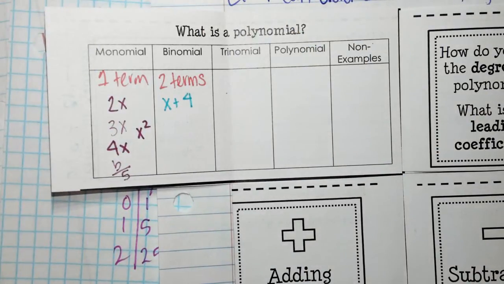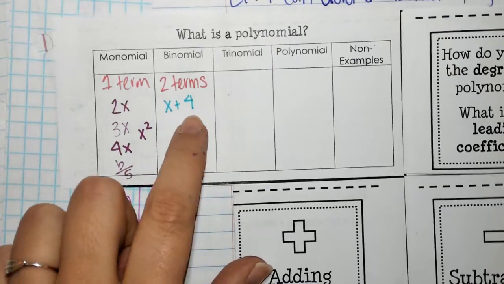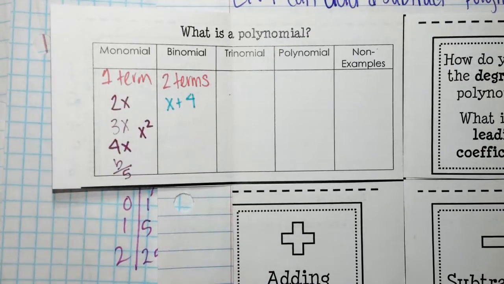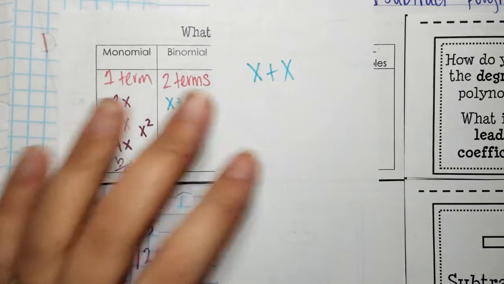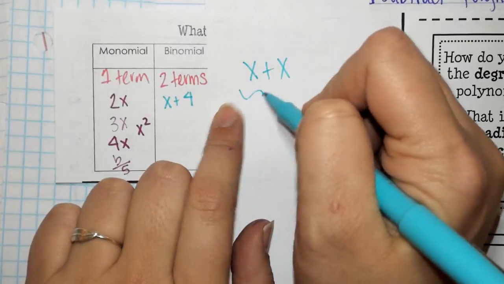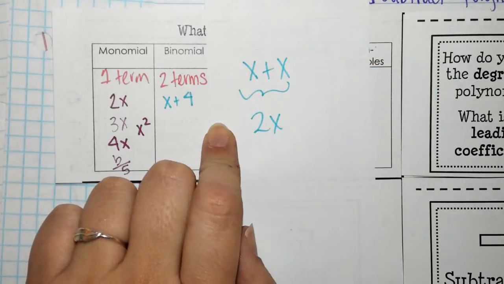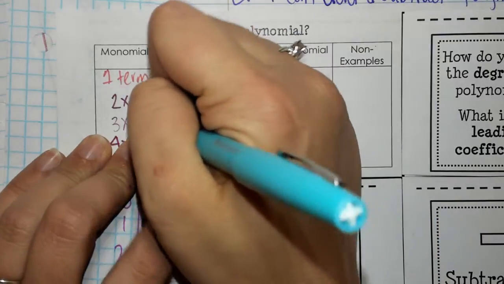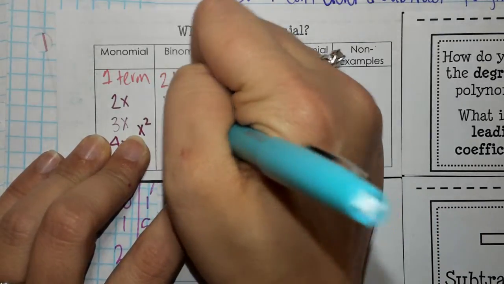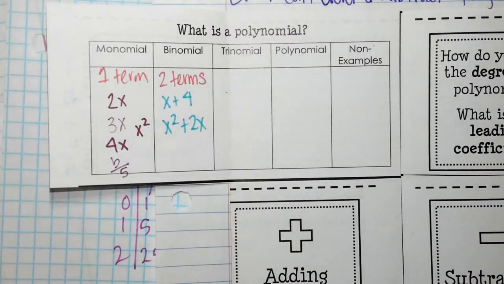Is 1x a term? If you have x plus x, you can combine those and that becomes 2x. For it to be a binomial, the terms cannot have the same exponent. So we could say x squared plus 2x. Those don't have the same exponent, so it's 2 terms.